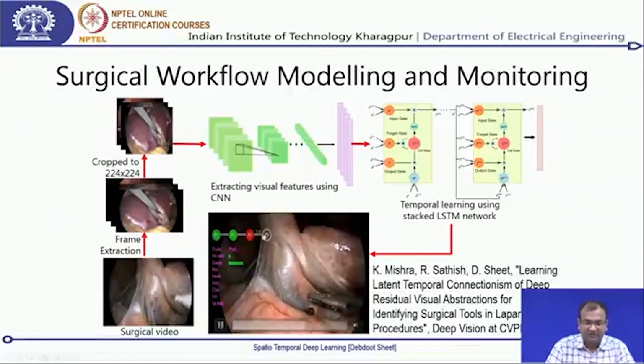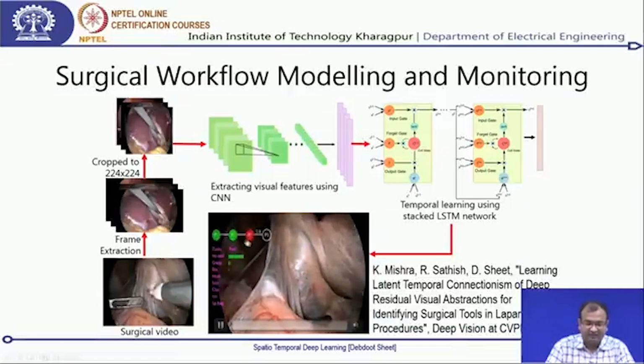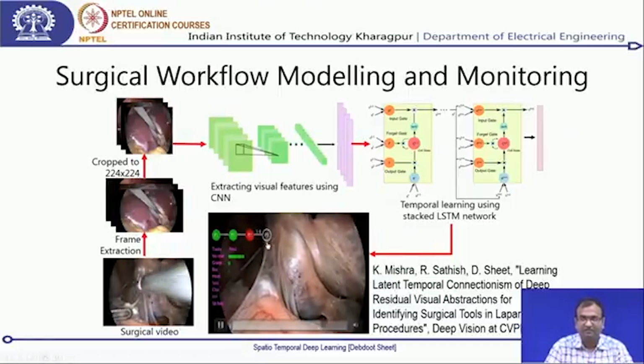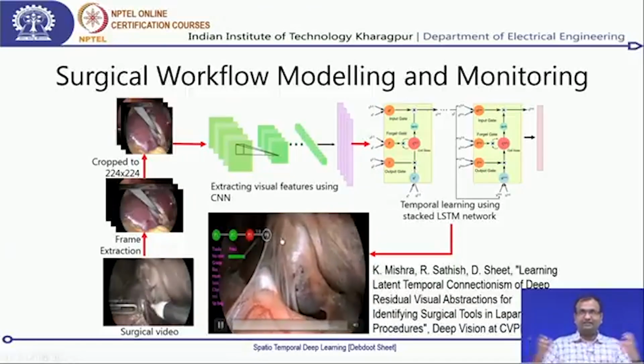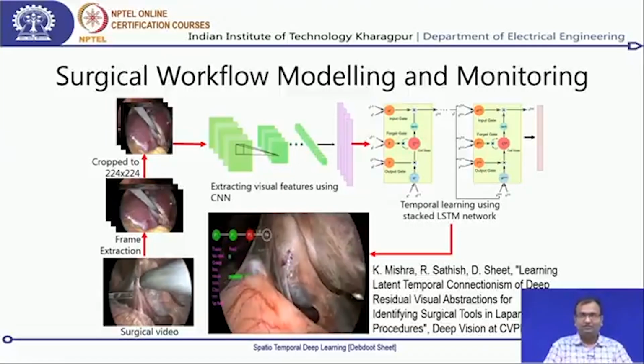Now on the other side, on this top, you have these phases of surgery. This is the current phase of surgery which it is showing. It also shows a possibility of the next phase which may come up, and that's an extension of this one.